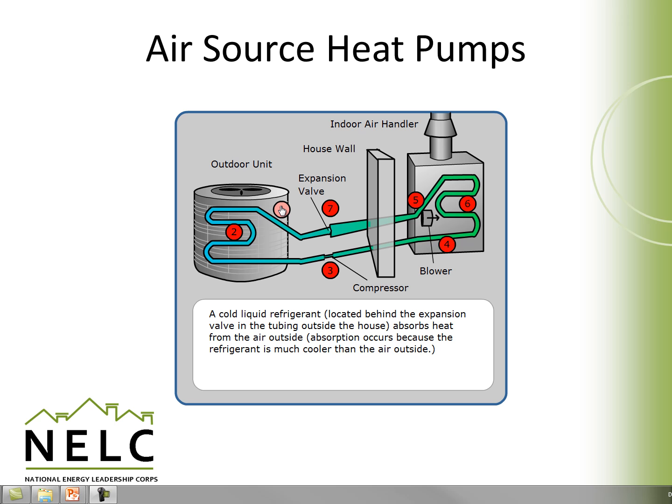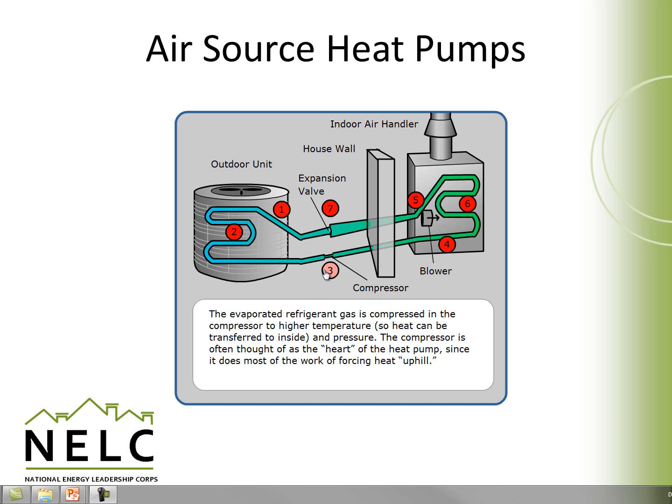A cold liquid refrigerant, which is located behind the expansion valve and the tubing outside the house, absorbs heat from the outside air, and it can do this because the refrigerant is much cooler than the outside air. As the liquid refrigerant absorbs heat, it evaporates, hence the outside coils are referred to as evaporator coils. The temperature of the refrigerant at this point is almost equal to the outside air temperature.